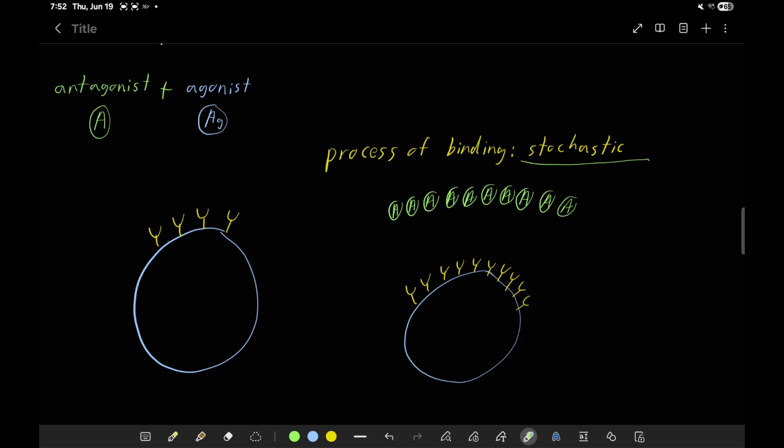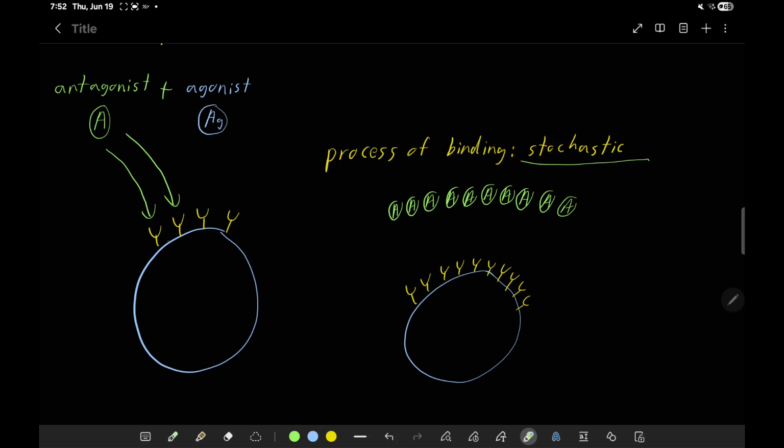So remember what we said before, you add an antagonist, it will go over to receptors and bind to them, but it won't change their conformation, it's just going to sit there. If you remember in our last video, we learned that the process of stuff binding onto receptors is usually random, or stochastic. What does this mean?